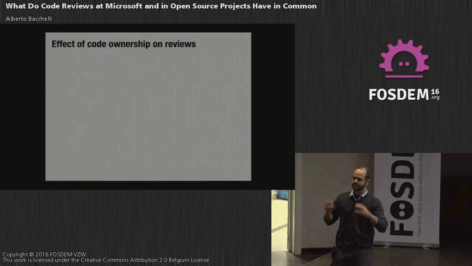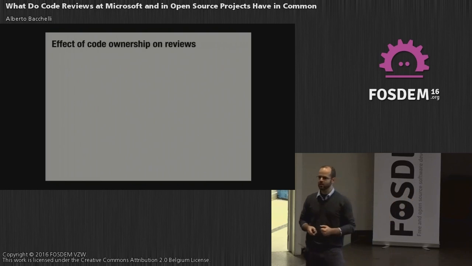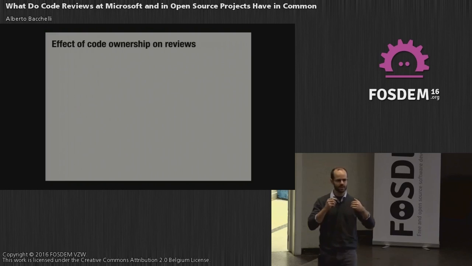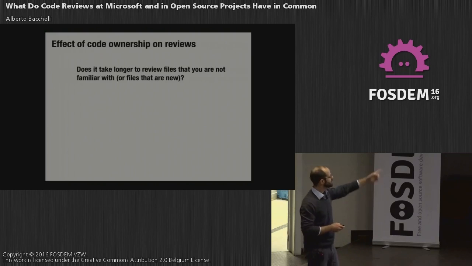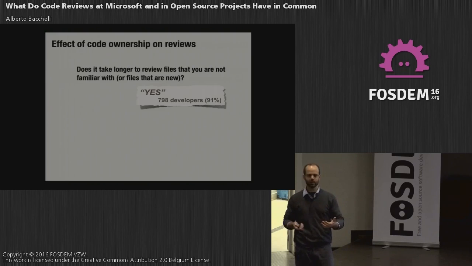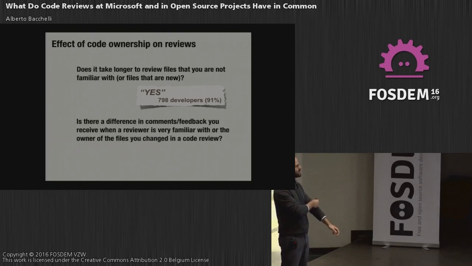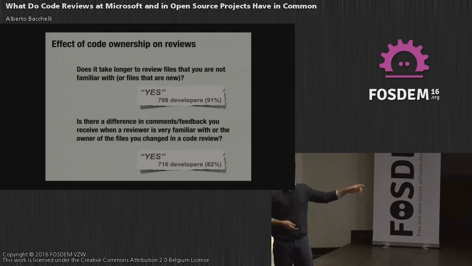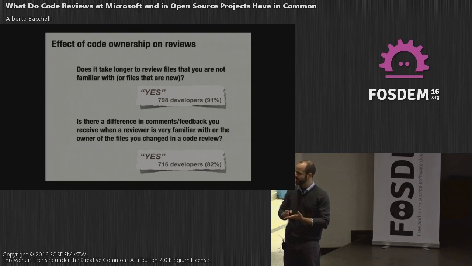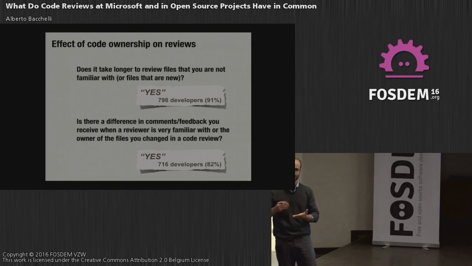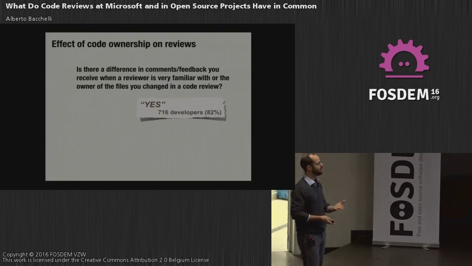So to triangulate this finding about understanding, what happens if you send the code to the owner? Does it take longer to review files that you are not familiar with, the files that you don't know? Yes, okay, not surprising. Just to be sure we are seeing the right thing. Is there a difference in the comments and feedback you receive when a reviewer is very familiar with or the owner of the files? Yes, definitely. So understanding, knowing what you have to review, is the key point.